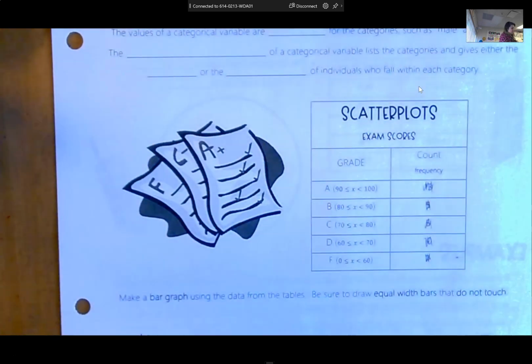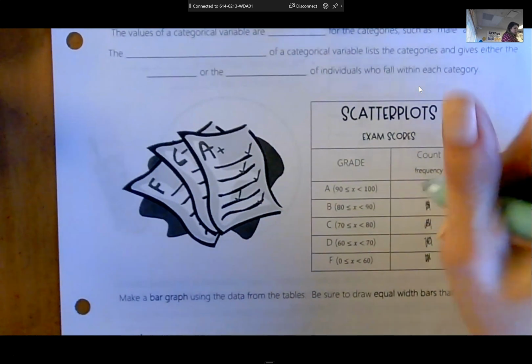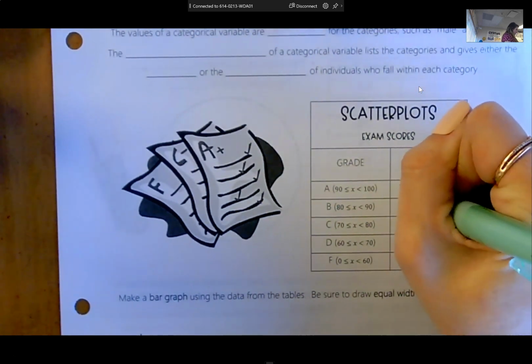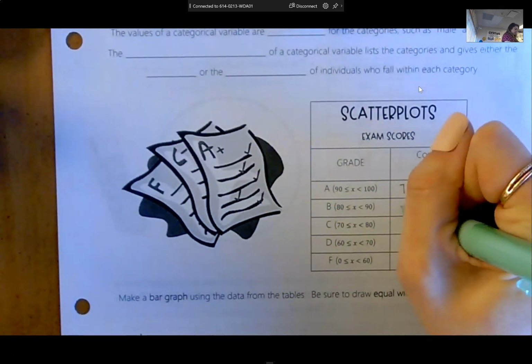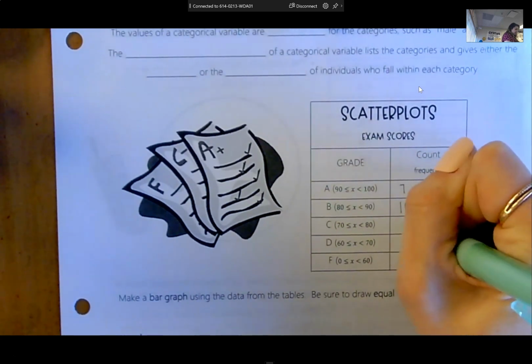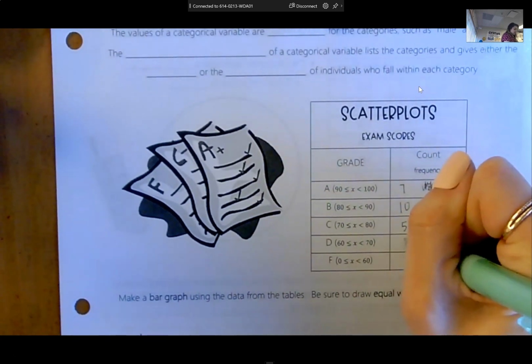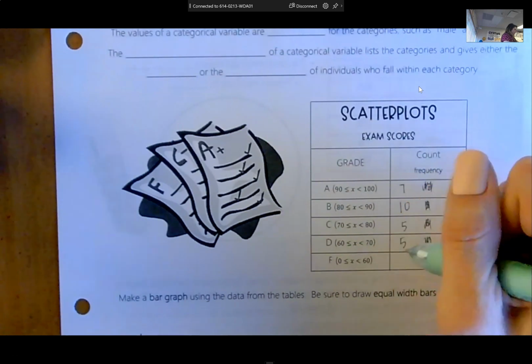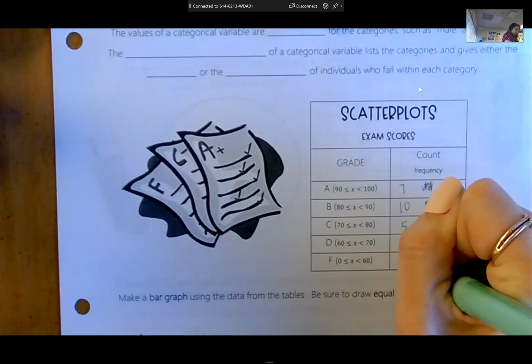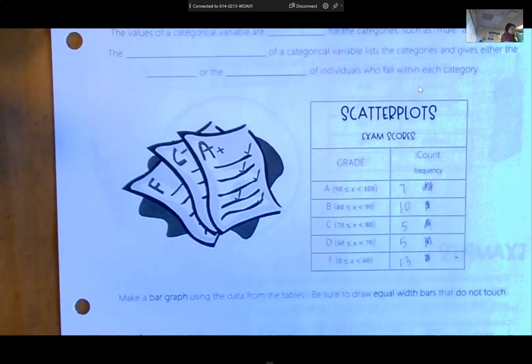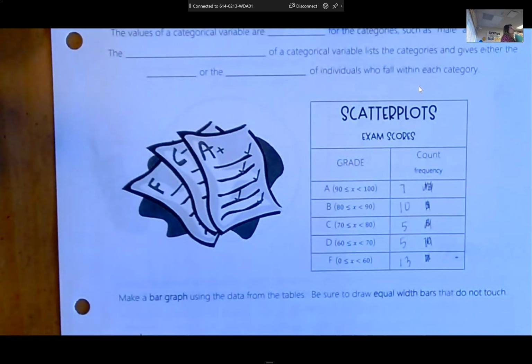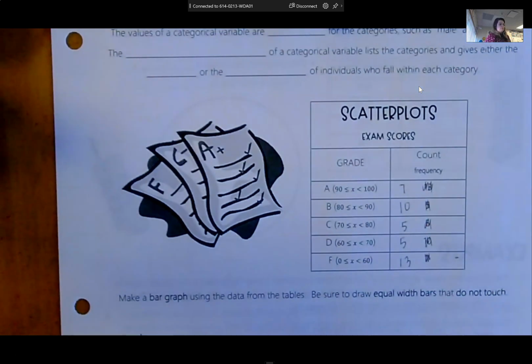There were 7 total students that got in the 90s, 10 in the 80s, 5 in the 70s, 5 in the 60s, and then 13 in the 50s and below. So it was just exactly opposite of what I had listed.